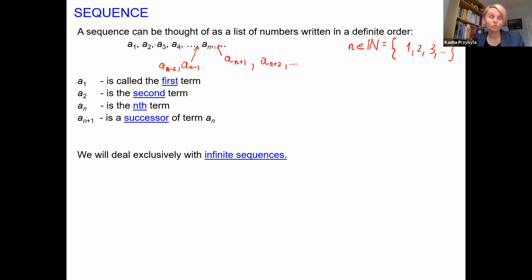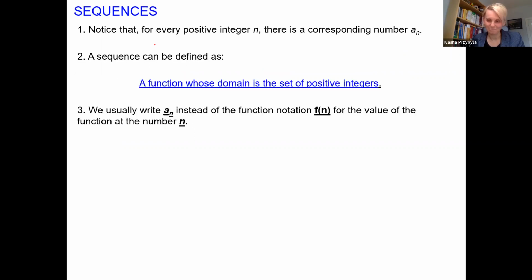In this section and then this chapter, we will deal exclusively with infinite sequences, which means we will have infinitely many terms, like n goes to infinity. Lots of terms, but we will try to manage them. Now, what can we do? We know that n is a positive integer, which we call counting numbers or natural numbers.